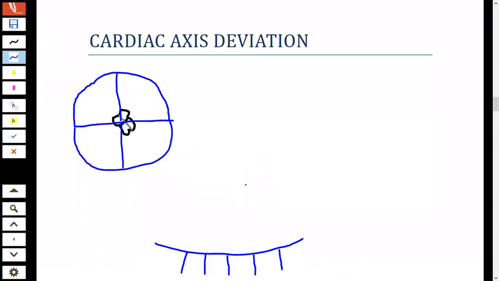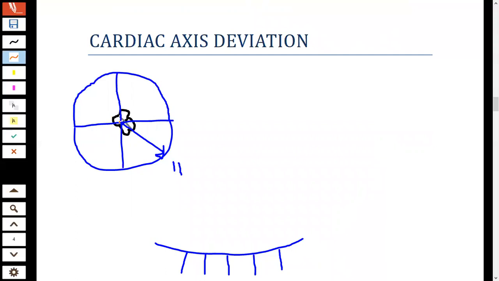Now, what does cardiac axis deviation mean? As I've explained earlier, if I talk about limb lead 2 here, limb lead 2 is exactly in the direction of the heart and almost lies on the 60 degrees. So what does it mean to be deviated either to the left or to the right? And let me change the pointer.